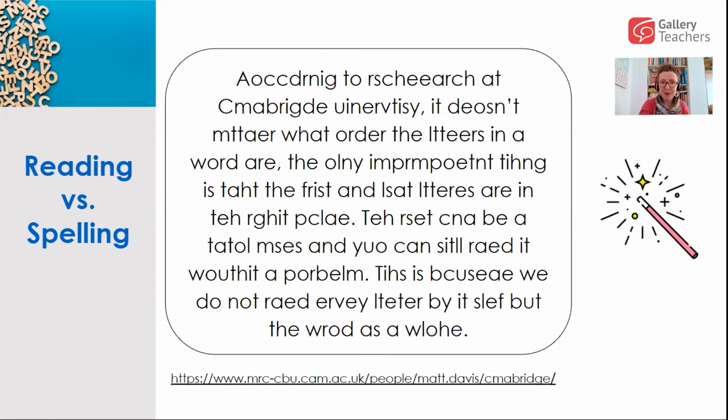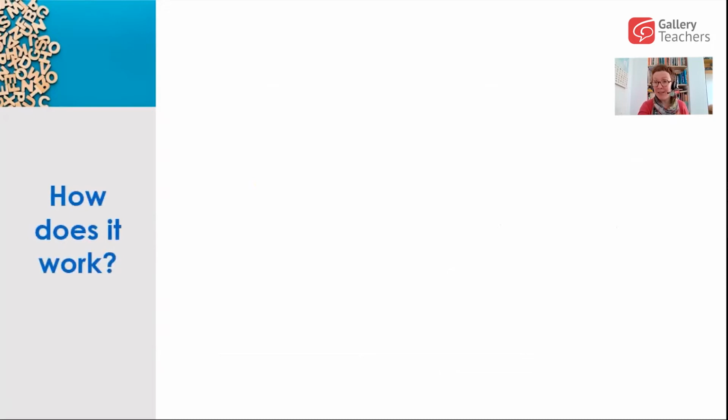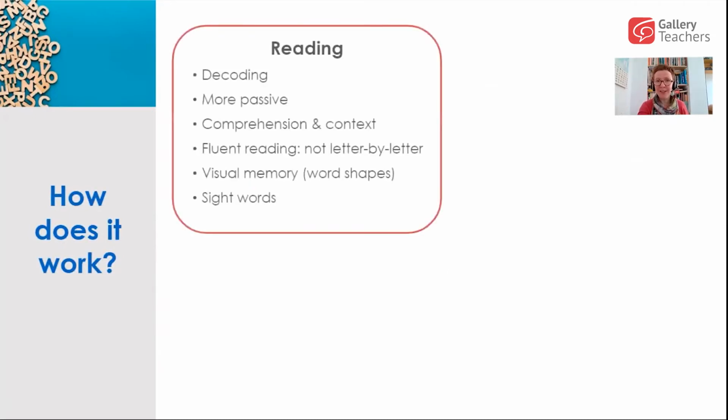So let's have a look. How does it work? Let's have a look first at reading. Reading is about decoding a message. A lot of the time, it's about receiving information. So I mean that we're a little bit more passive. To get better at reading, we work on comprehension and we use context, right?